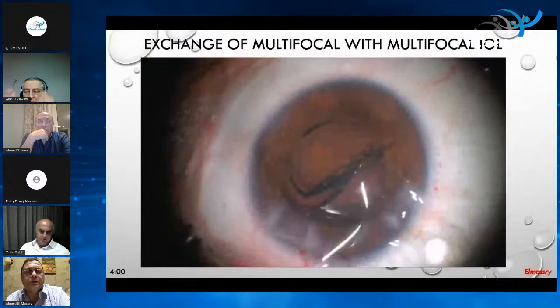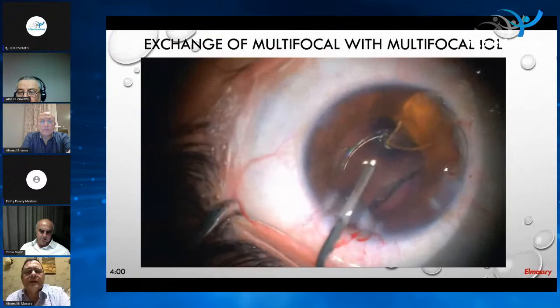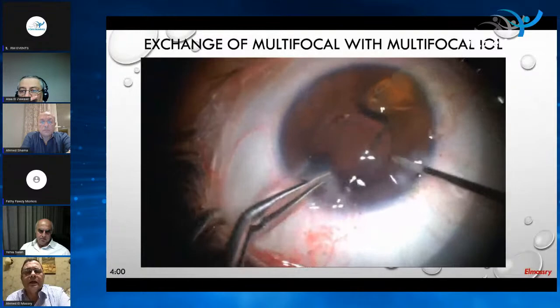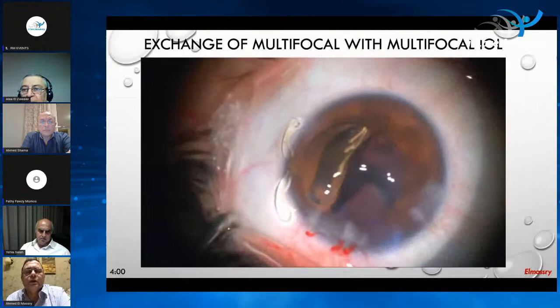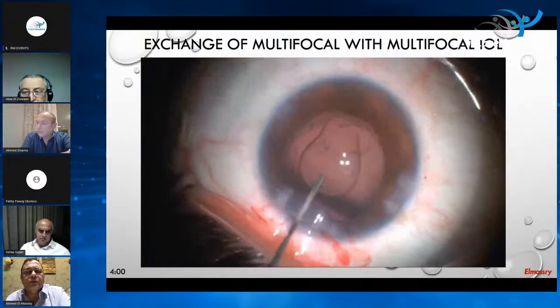And then we got the lens out, the two halves. And as you see here, once it's out, the situation became easier and smoother. So you can put the other trifocal in place. Yes, you have enlarged the wound a little bit. Again, the soft shell technique and putting in the other trifocal.